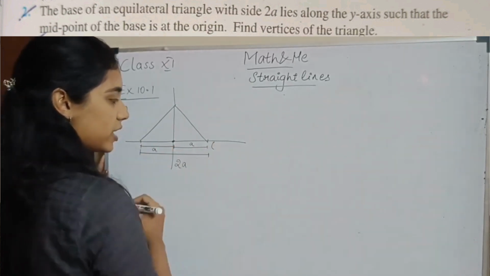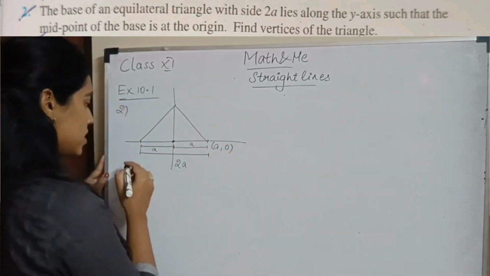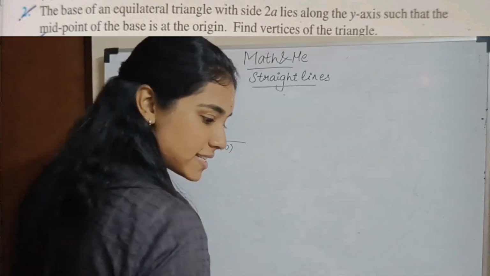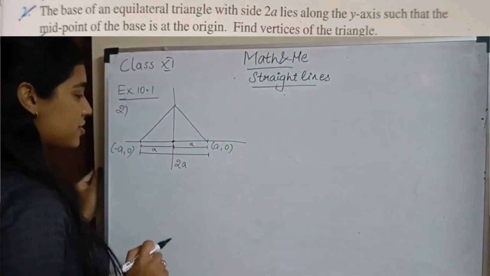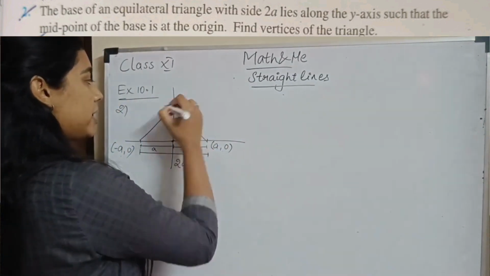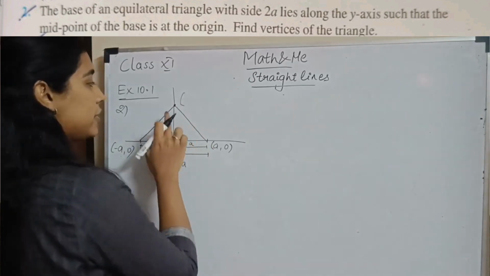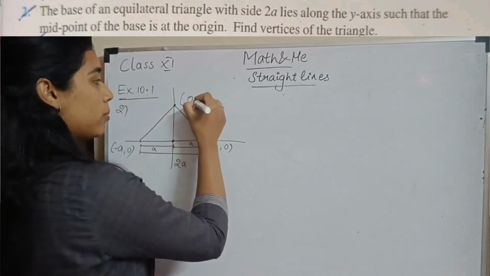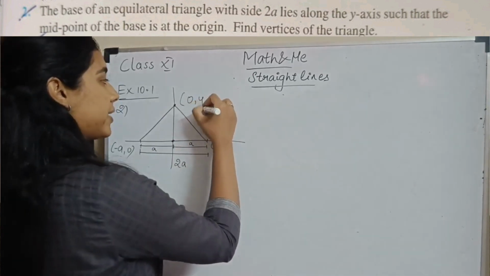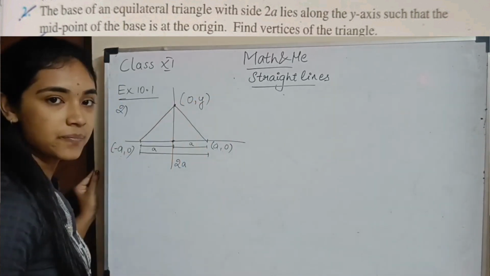So what are these coordinates? It is A, 0 and this will be minus A, 0. What are they asking for? Find the vertices of the triangle. So this is the first vertex, this is the second vertex. We need to find what this is. Here we know that the x coordinate is 0, but we need to know what the y coordinate is, right? So let me take it as y. We need to find what y is, okay?